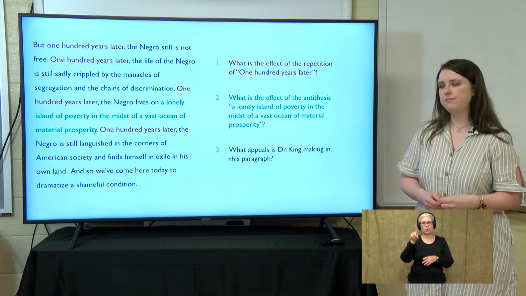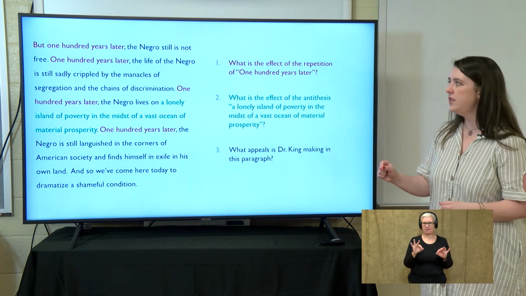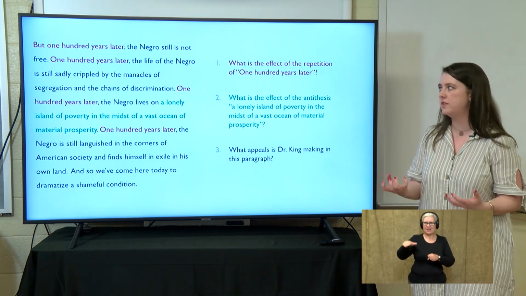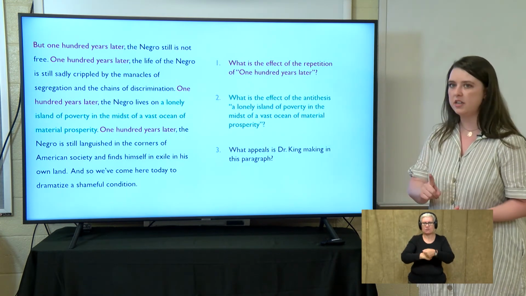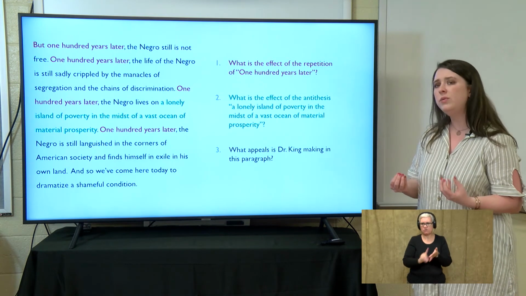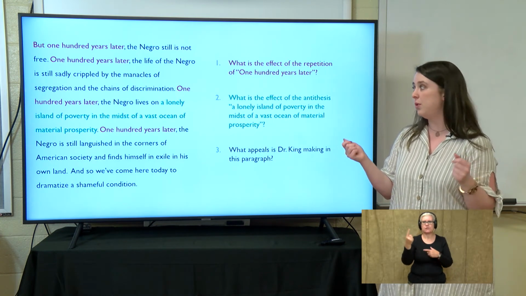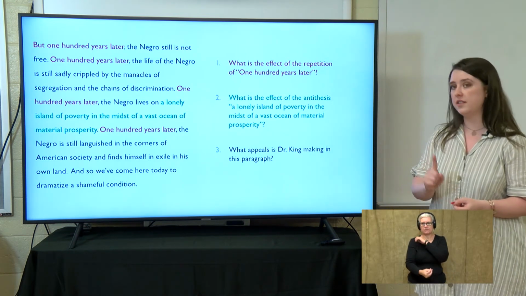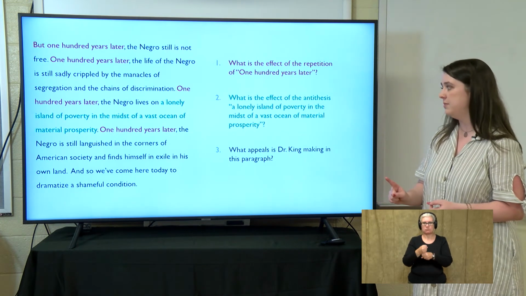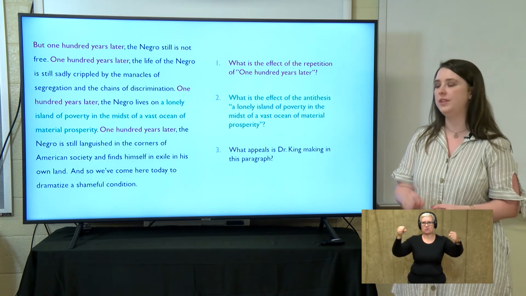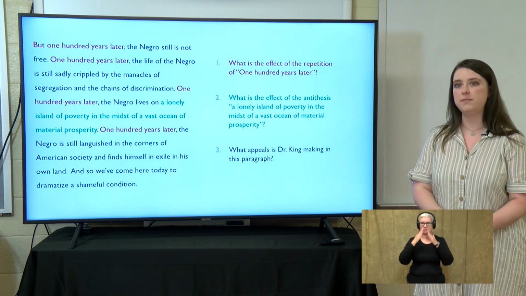But 100 years later, the Negro still is not free. 100 years later, the life of the Negro is still sadly crippled by the manacles of segregation and the chains of discrimination. 100 years later, the Negro lives on a lonely island of poverty in the midst of a vast ocean of material prosperity. 100 years later, the Negro is still languished in the corners of American society and finds himself in exile in his own land. And so we've come here today to dramatize a shameful condition.